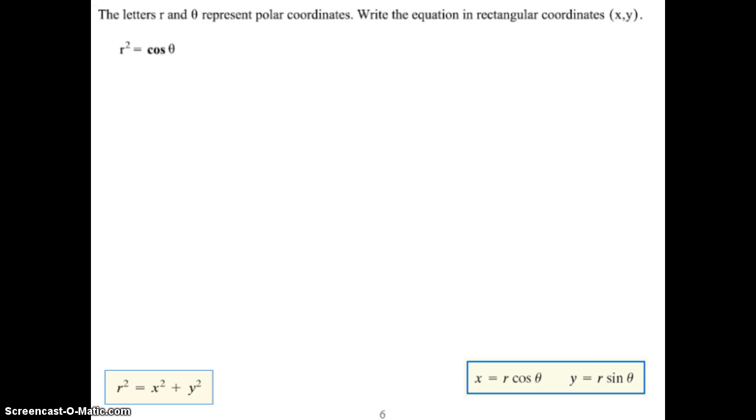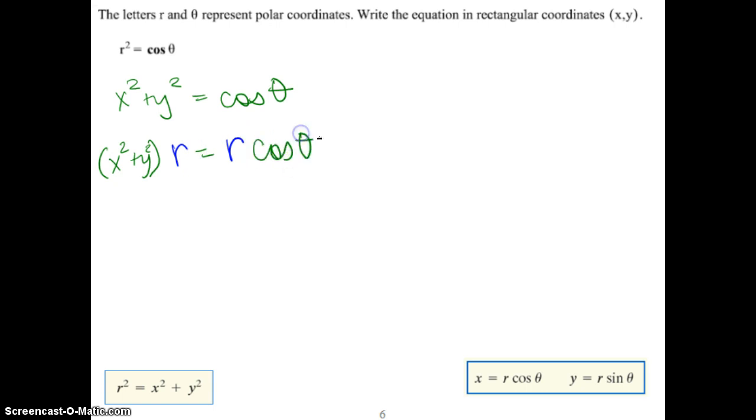So what we're going to try to do here is replace r squared with x squared plus y squared equals cosine theta. And now that we've done that, looking at this, the only way to get cosine theta in terms of rectangular coordinates is to have an r multiplied to it. So we can't just randomly multiply cosine theta by r, but if we multiplied both sides of the equation by r, we could say x squared plus y squared times r equals r cosine theta. Since we multiplied both sides by r, that's fine.